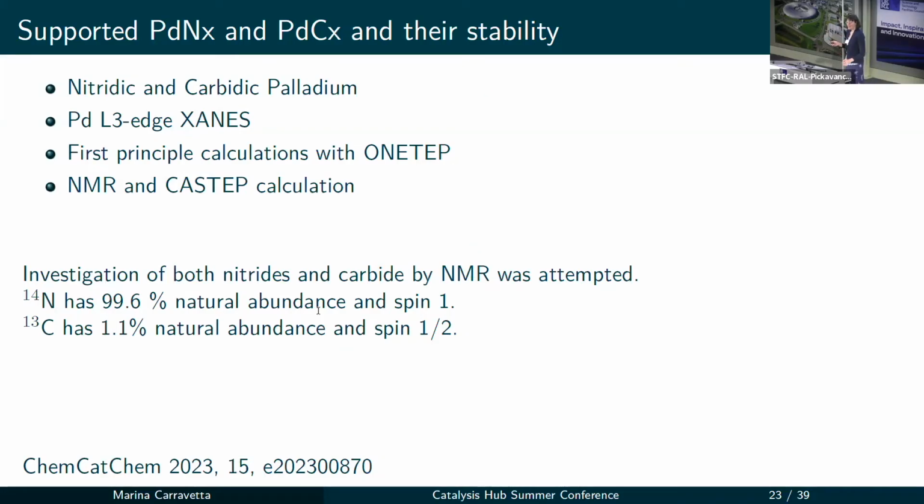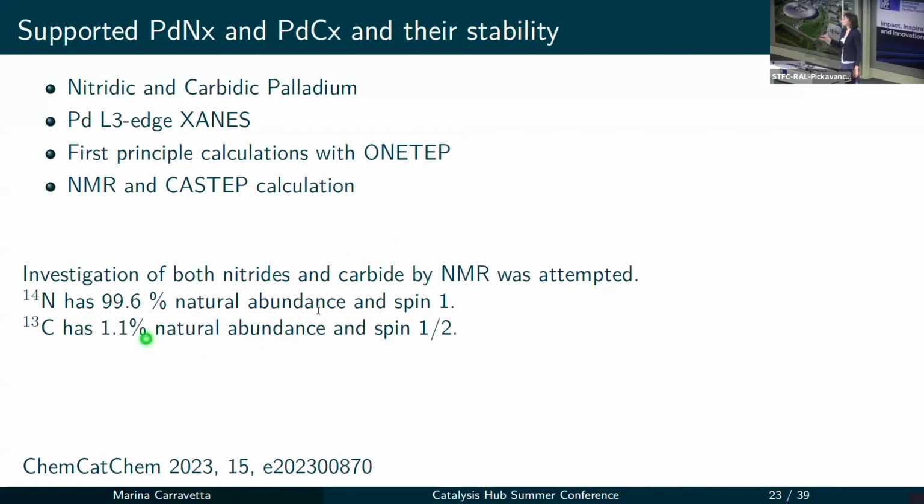On these materials, as I said, after performing XANES to check that actually the carbide and nitride were formed, we also performed NMR experiments. For the palladium nitride, we focus on nitrogen-14 NMR. Nitrogen-14 is very convenient because it has a very high natural abundance of 99.6%, but it has the drawback that it is quadrupolar. So that's the property I mentioned for nuclei which have a spin larger than 1/2. And that is actually a complication, but it can also be a strength to get structural information.